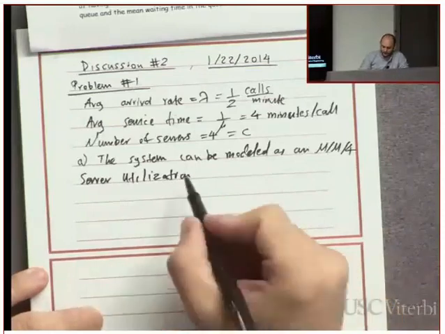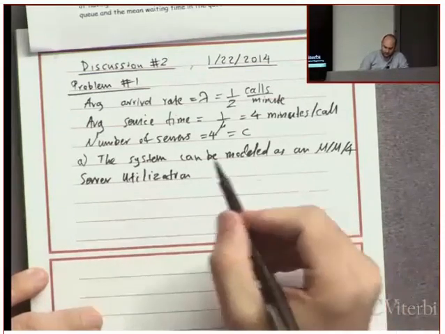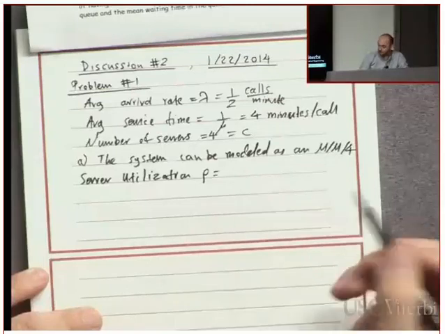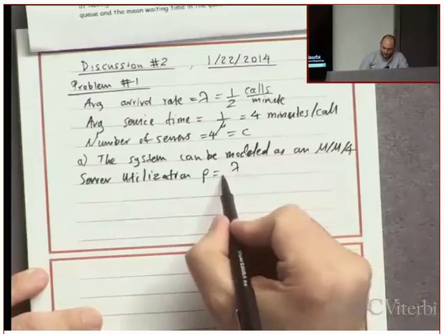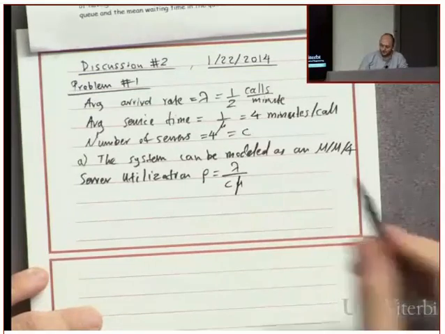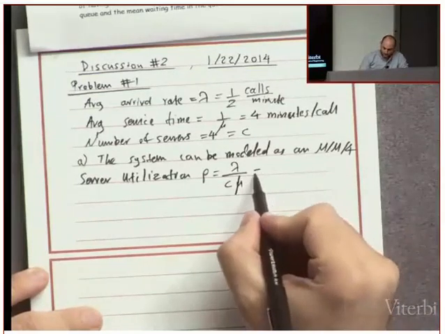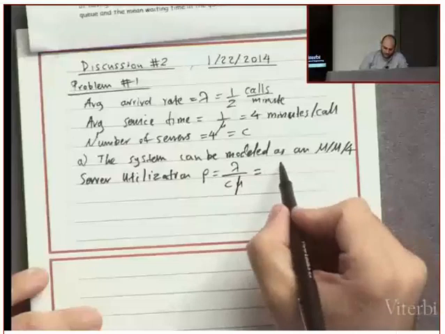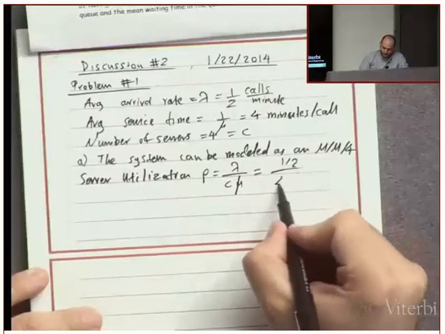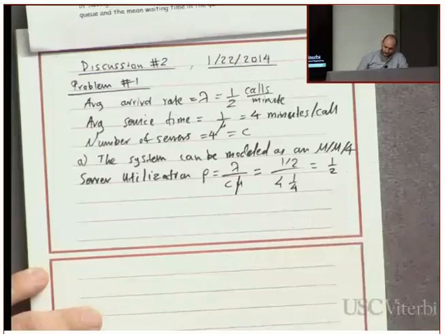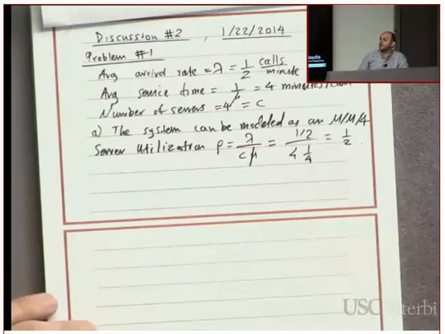From the MM4, we know the server utilization. Why do we present server utilization here? Because we need it in the calculations. It's represented as rho, and this is equal to lambda over C times mu. You saw that yesterday, right? C is the number of servers. So this is 1 over 2, divided by 4 times 1 over 4, and this gives 1 over 2. So 50% of the time the server is busy.